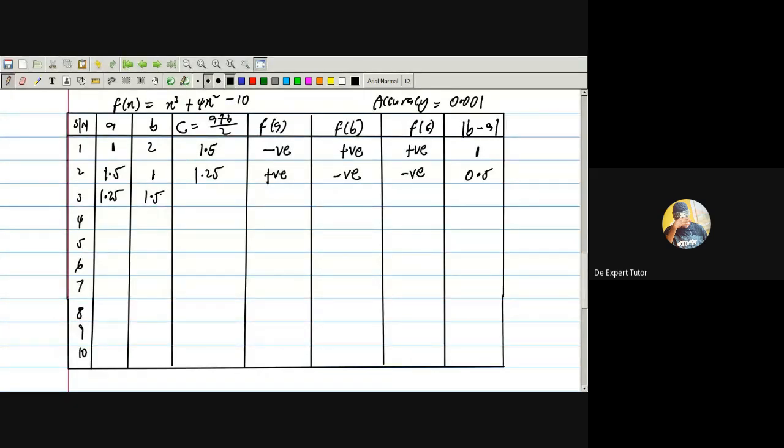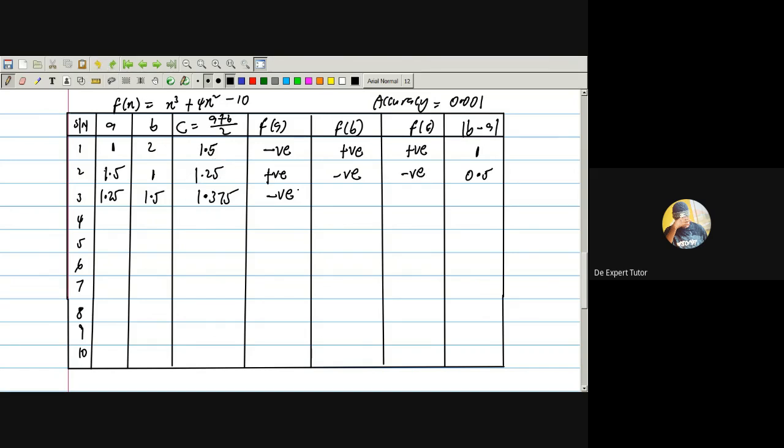Oh yeah, bisect these two. What do you have? 1.25 plus 1.5 divided by 2. 1.375. Yes, let us use everything, 1.375 exactly, so we can get our correct answer. F of 1.25, of course, that's negative. You will see it here.